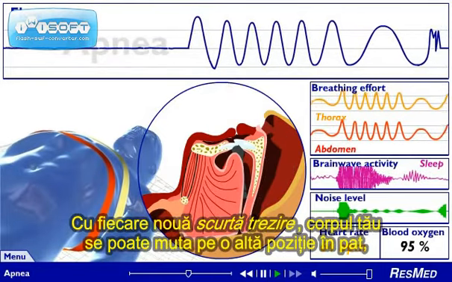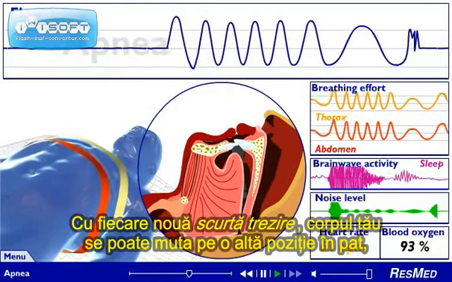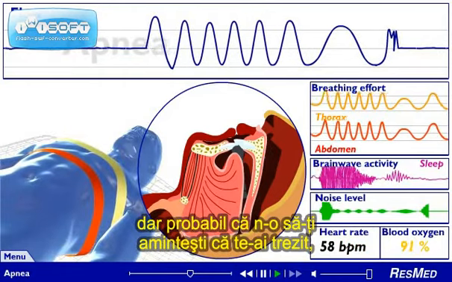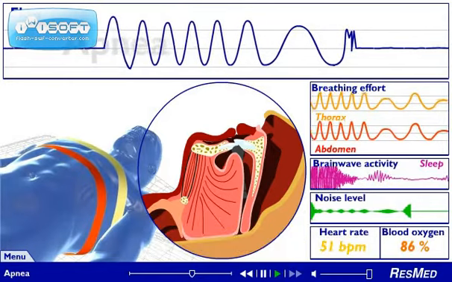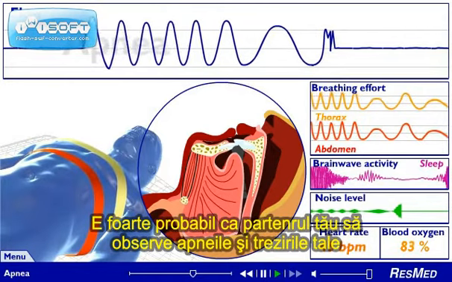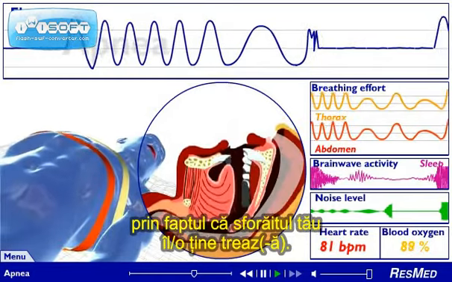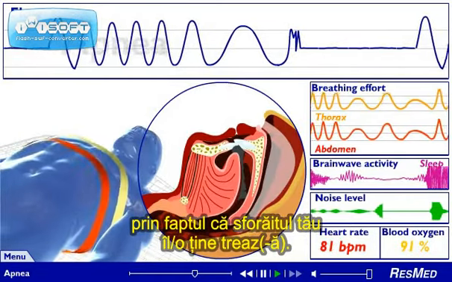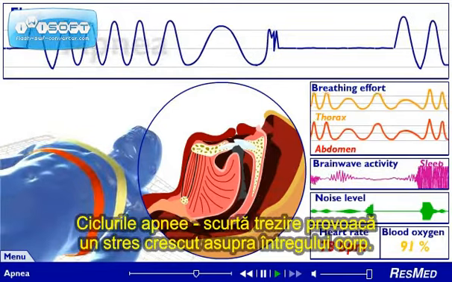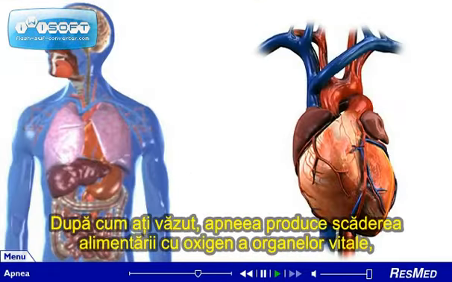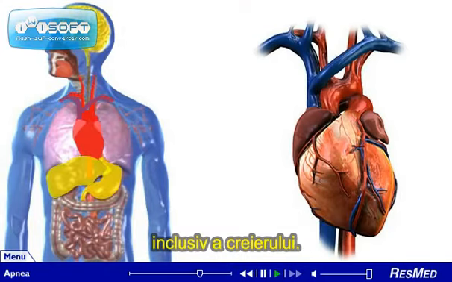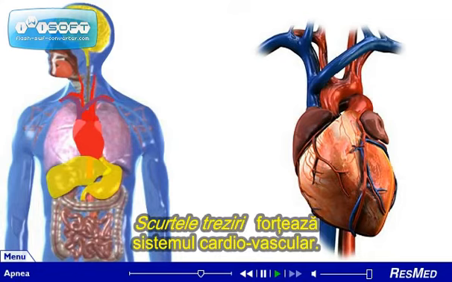With every arousal, your body may move to another position in the bed, but you will probably not remember waking up, even if arousals occur hundreds of times each night. Your partner is likely to notice your apneas and arousals, mainly because, together with snoring, they are keeping him or her awake. Apnea arousal cycles produce significant stresses to your body. As you have seen, apneas cause depletion of oxygen supply to vital organs, including the brain. Arousals literally jolt the cardiovascular system.